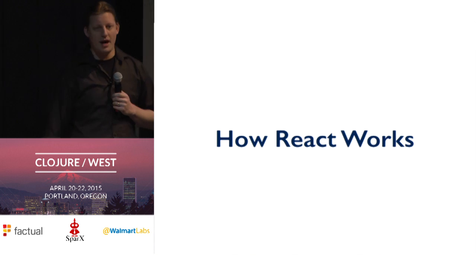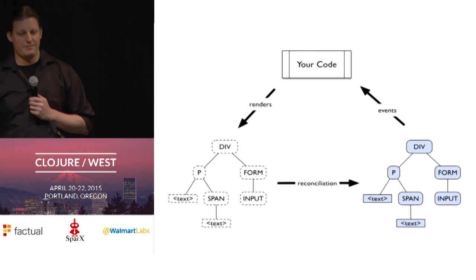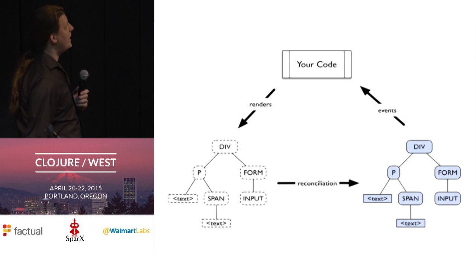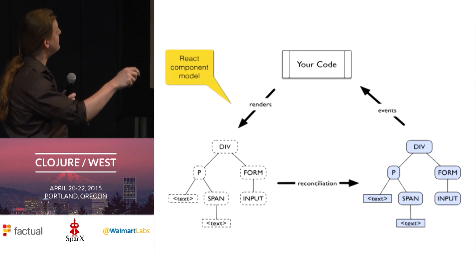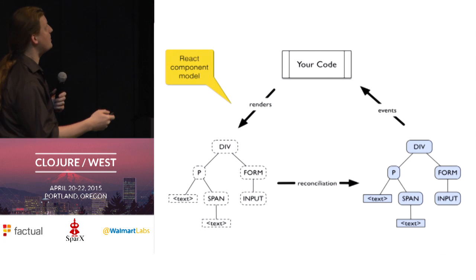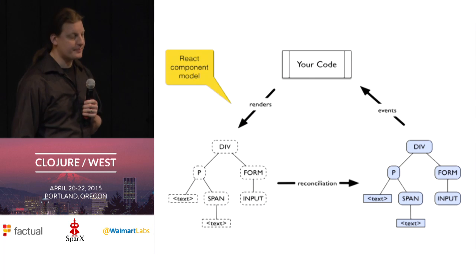And so this is how React works as well. So this is the fundamental model of React's interaction path. You have your code. Your code renders virtual DOM. React handles the reconciliation, and React has something called the component model that gives some structure and helps you arbitrate how your code generates a virtual DOM.